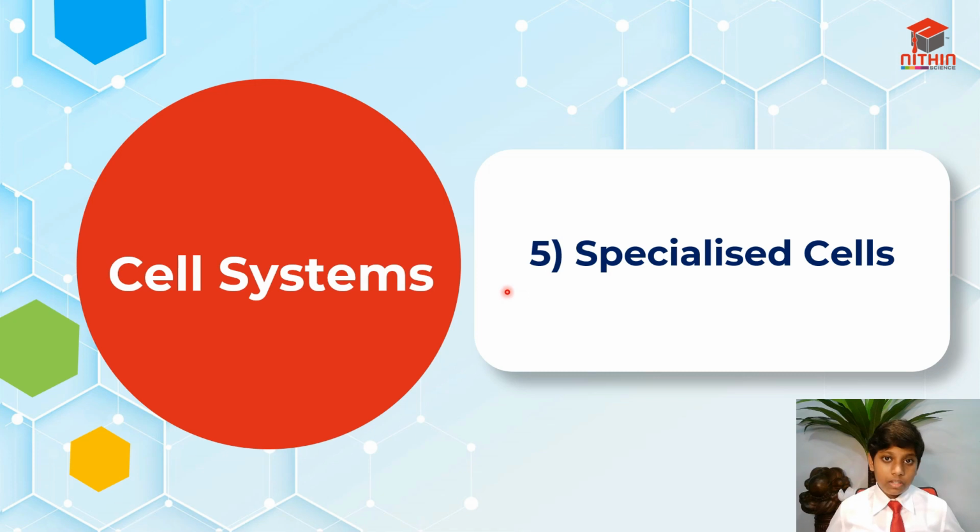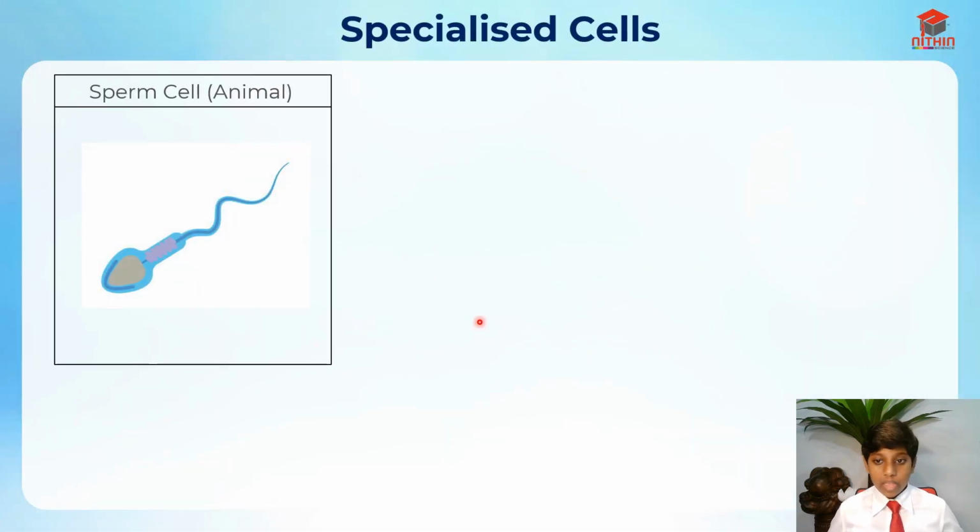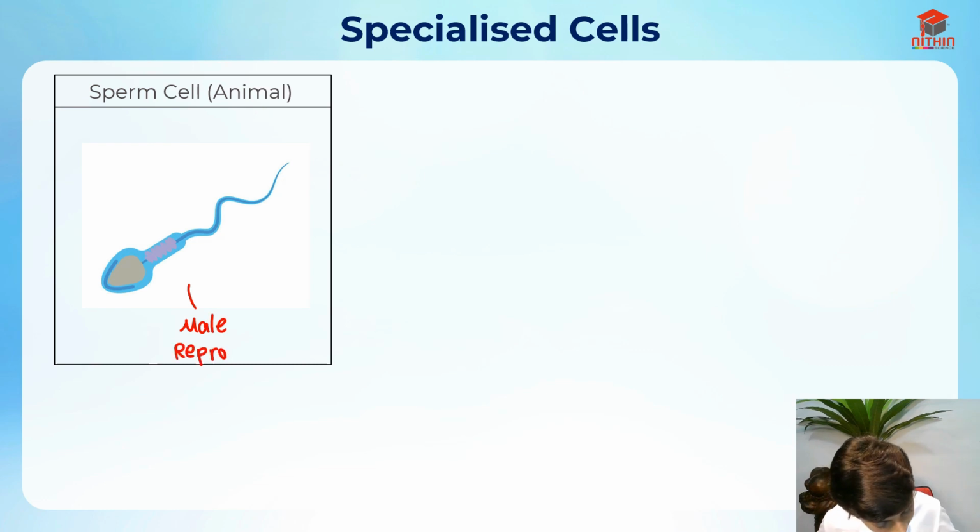The next segment is specialized cells. Just like typical cells, there are specialized cells. There are actually three types of specialized cells. Let me go through them right now. In specialized cells, there's a sperm cell from the animal. This is the male reproductive cell. Next is one from a plant.